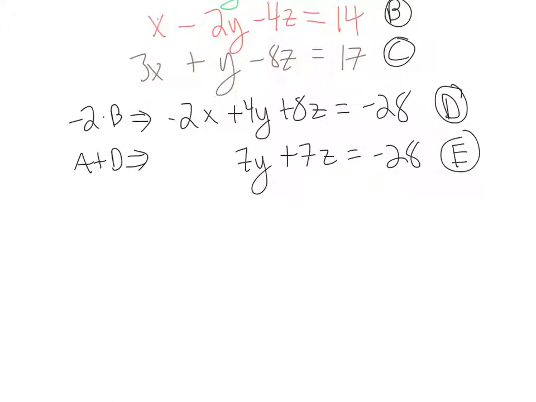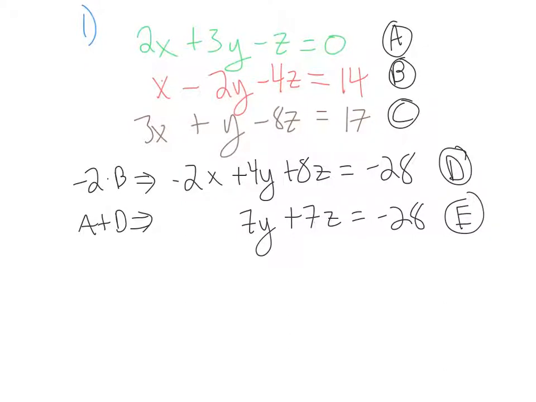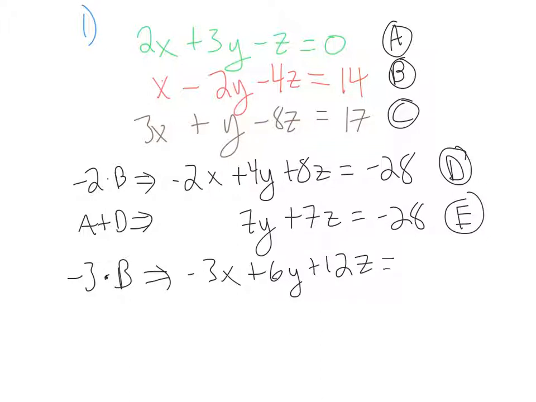Yes, taking equation B and multiplying it by -3. So we're going to take -3 this time times B. We're allowed to do that. And that would get you a -3x plus 6y plus 12z is equal to -42. Call that equation F.